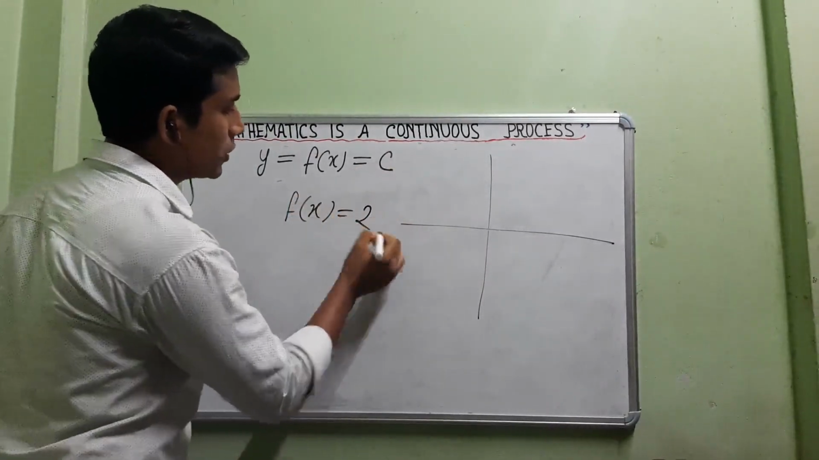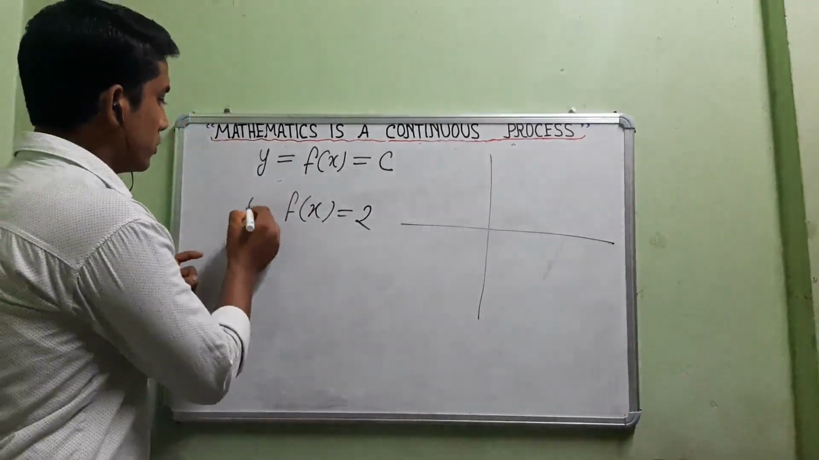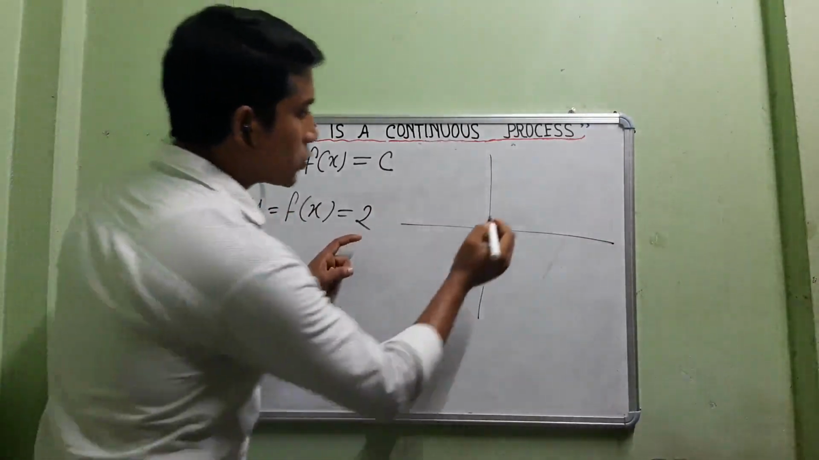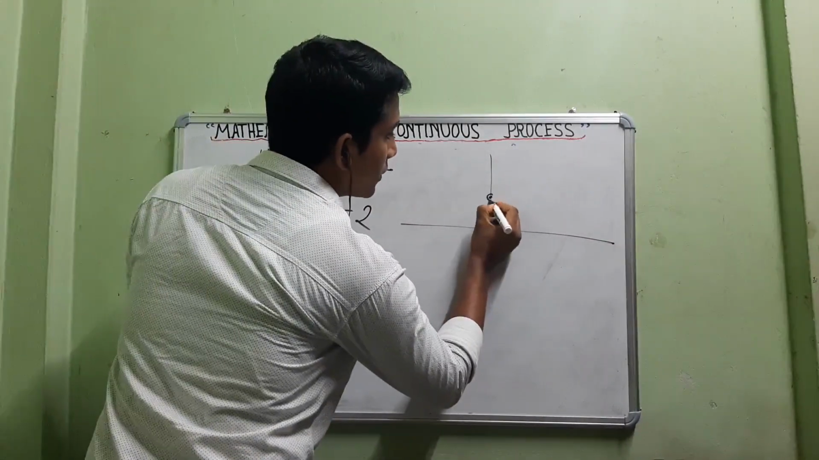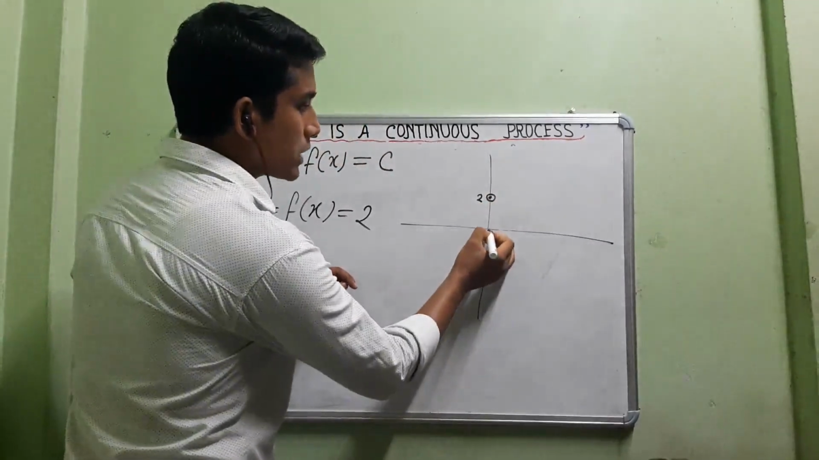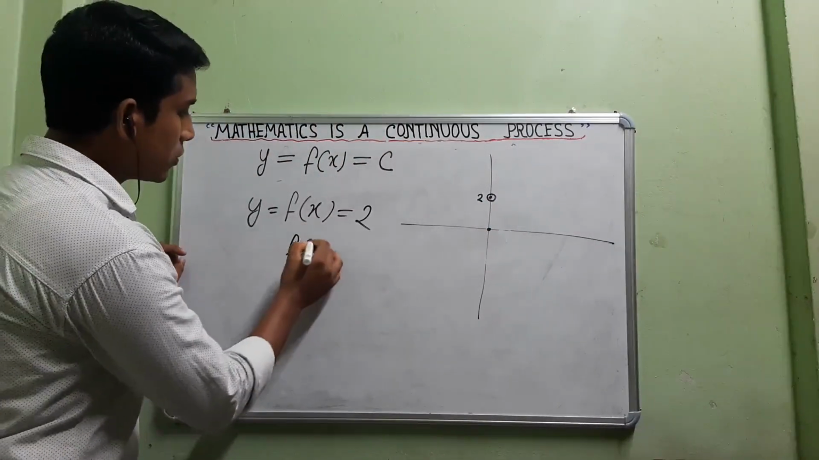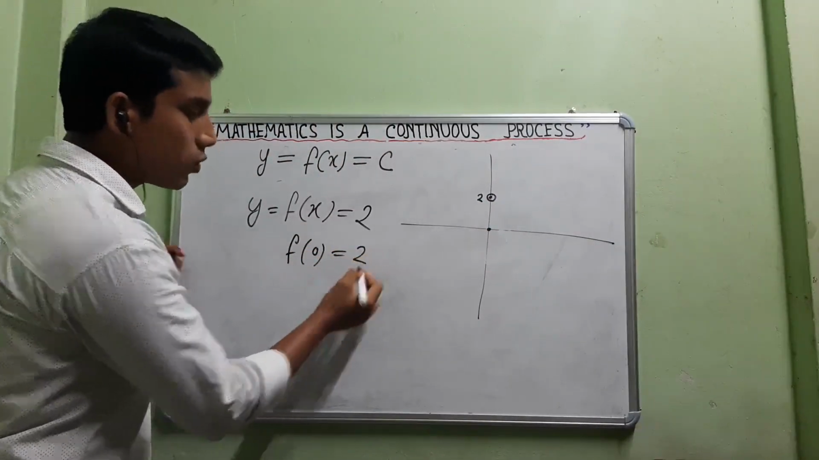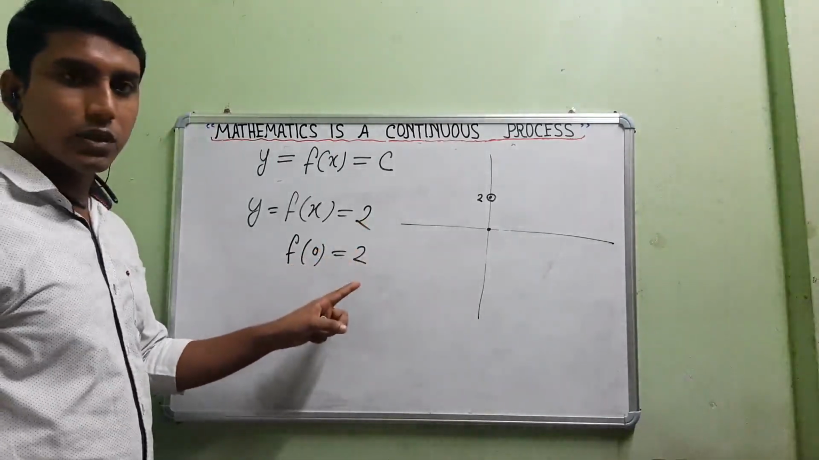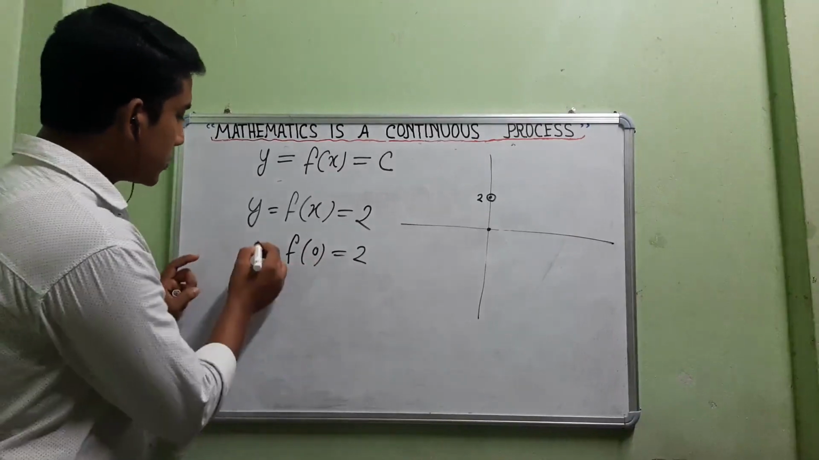Suppose I have taken 2. That means whatever x I take, y will always remain 2. I have taken 2 in place of c. That means y will be fixed at this point. Suppose this is the 2. Now you change x. Suppose I have taken x equal to 0. Obviously if I take x equal to 0, there will be no change. It will be 2 only, because there is no x that can get multiplied and become 0. It will remain 2 only. So in place of x I have taken 0, y is remaining 2.